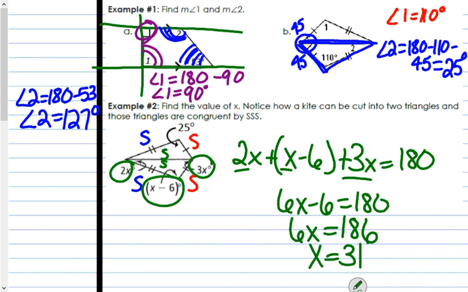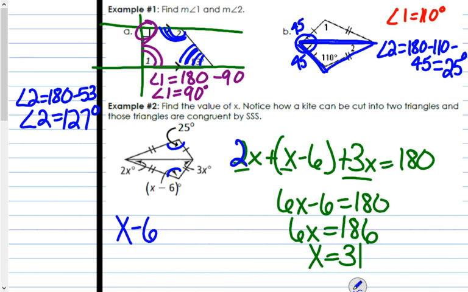I also could have solved it a little bit easier. Because I know these two triangles are congruent to each other, that means this angle is congruent to that angle. So x minus 6 is equal to 25. Add 6 to both sides, x equals 31. Really, x equals 31, not necessarily 31 degrees.